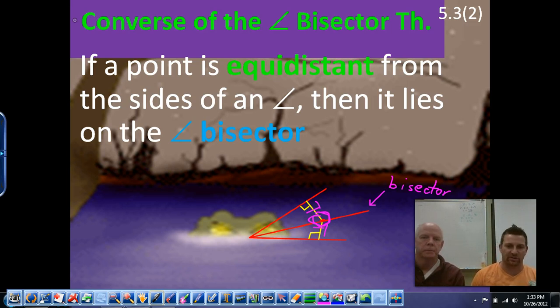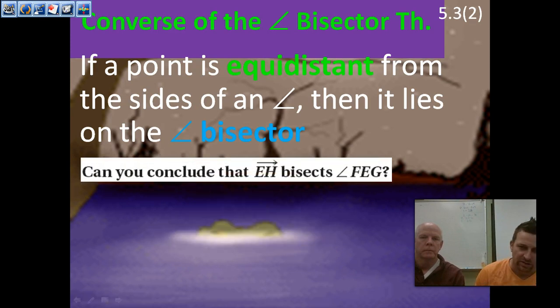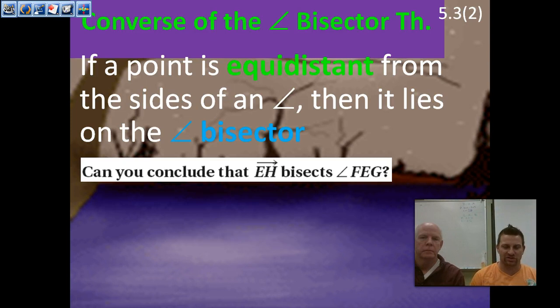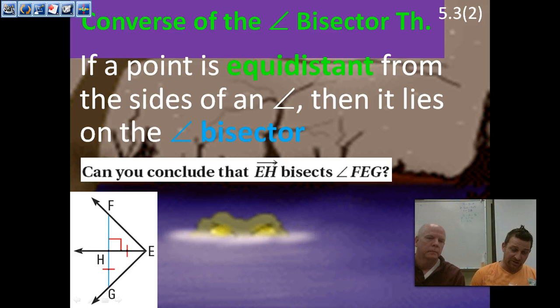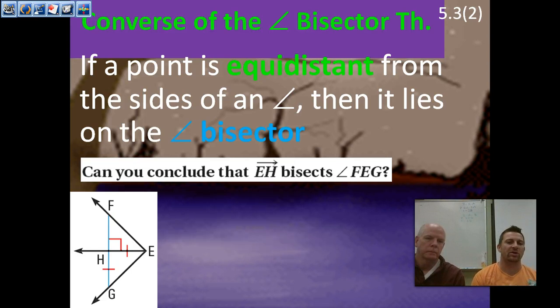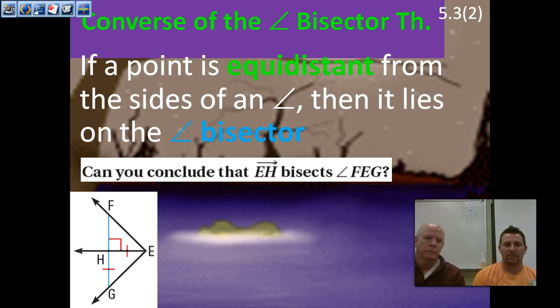Okay, so let's kind of put this into application because you might be a little bit confused here. So let me clear all this out. All right, so we're gonna look at some pictures here, and this one says, can you conclude that ray EH bisects angle FEG? So let's look at some pictures here. So on this one right here, does EH bisect angle FEG? Now I just want you to think for a minute, okay, and try to think about what are the things that we know have to happen here in order for this to work. And there's really two things you can kind of look at here to deduce that this doesn't work.